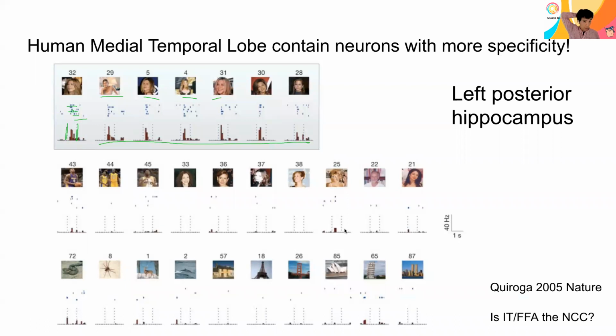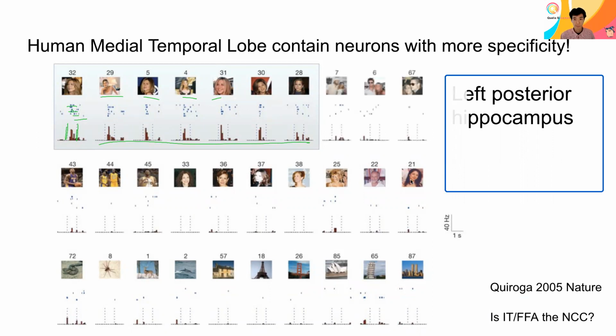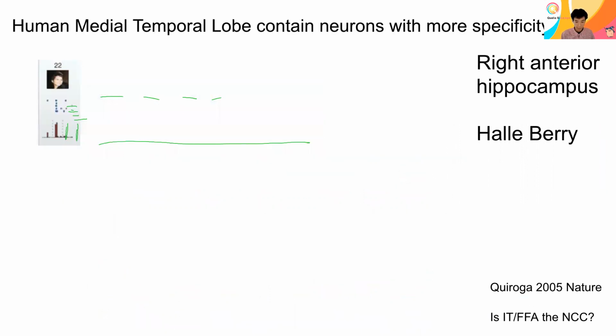So this seems to be the neuron that is responding only when the patient saw Jennifer Aniston. However, interestingly, this particular neuron didn't respond when Jennifer Aniston was together with Brad Pitt, who was the husband of Jennifer Aniston at that time, before they were divorced.